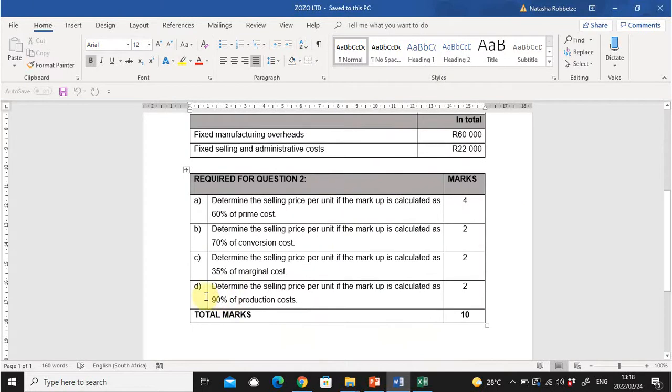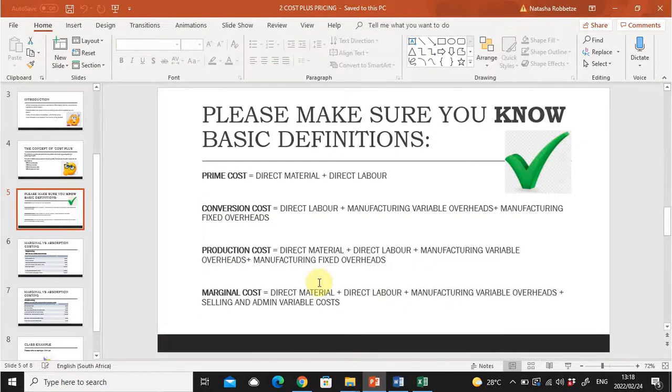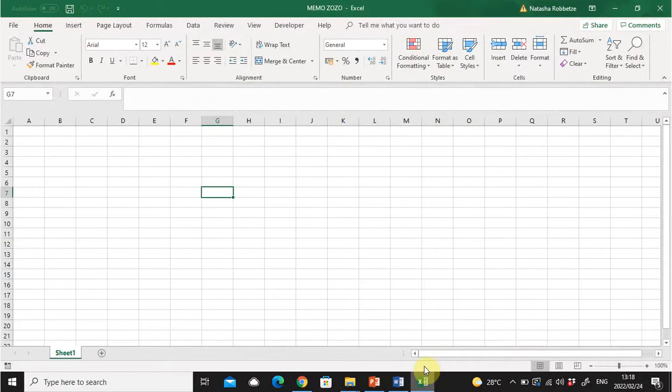Then for required D, it says determine the selling price per unit if the markup is calculated as 90% of production cost. So again, we need to know how production costs are defined. If you go back to the slides, it is indicated how production costs should be calculated. All right, let's look at the answers to the required part.